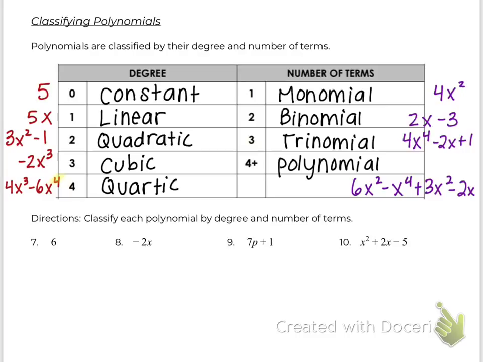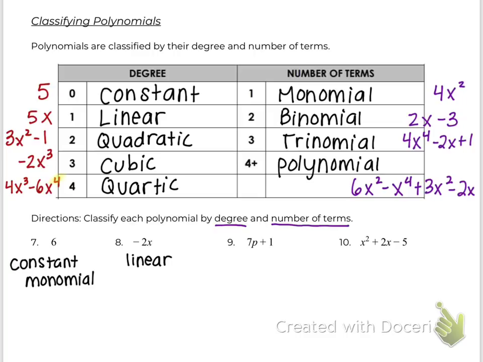Okay, so it says directions. Classify each polynomial by the degree and number of terms. So this right here, first we're going to talk about the degree. Do you see how it's a constant? It doesn't have an x, it doesn't have any variables, it's just all by itself. That's a constant. And then we're going to look over here. There's only 1 term. There's no plus or minus separating this, so we're just going to say it's a constant monomial.